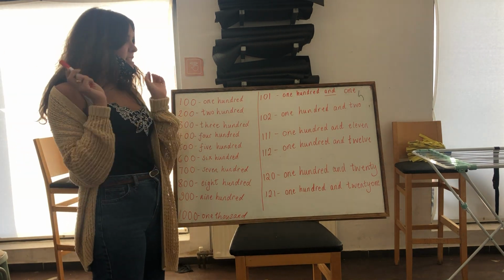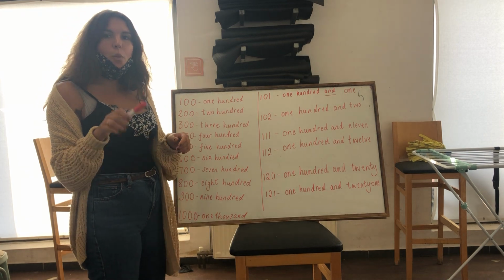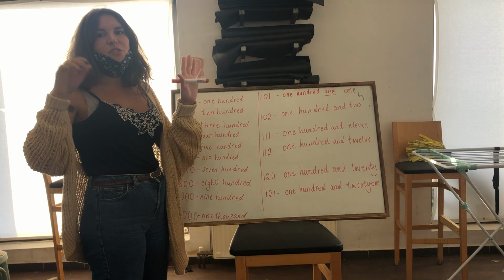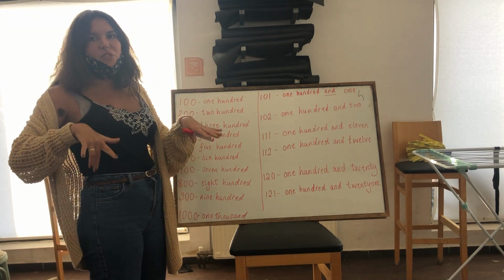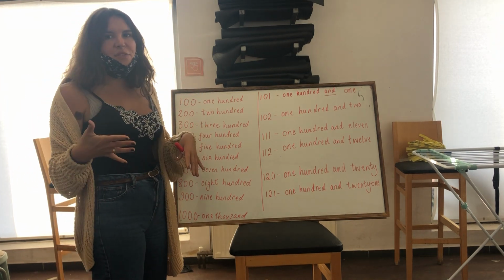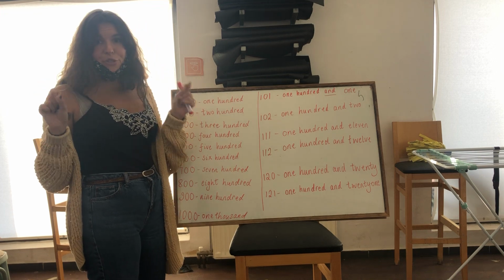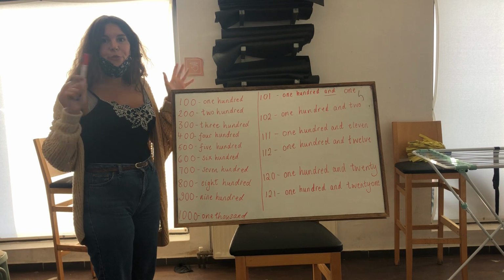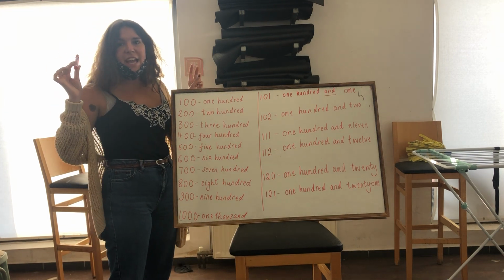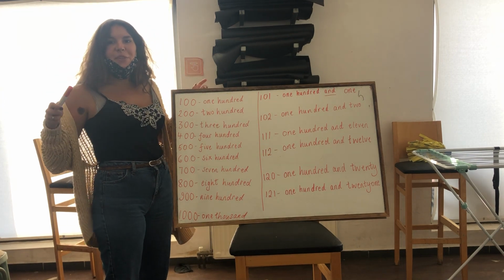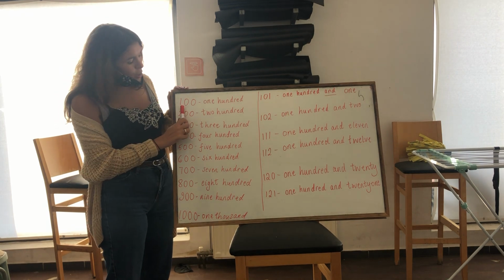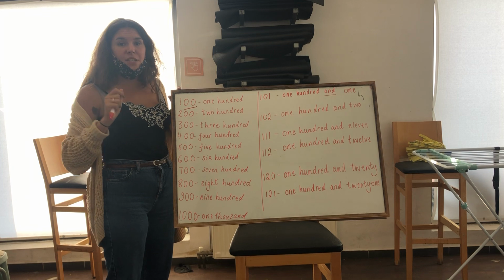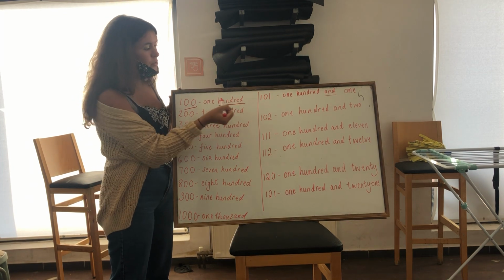And then yesterday we were learning how to count 100, 200, 300, 400, 500, 600, 700, 800, 900 and 1,000. So the 1,000 was the new word for that day. So I just want to do a quick recap of what we did yesterday, and then we'll move on to something new. So 100, the two zeros always tell us that it's going to be 100.